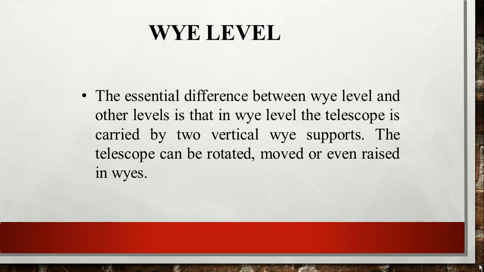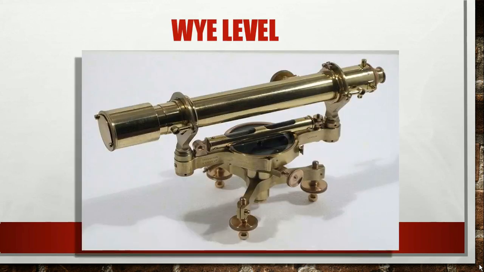The essential difference between Y level and the other levels is that in Y level the telescope is carried by two vertical Y supports, therefore it is called Y level. The telescope can be rotated, moved or even raised in the Ys. So this is the image of Y level.